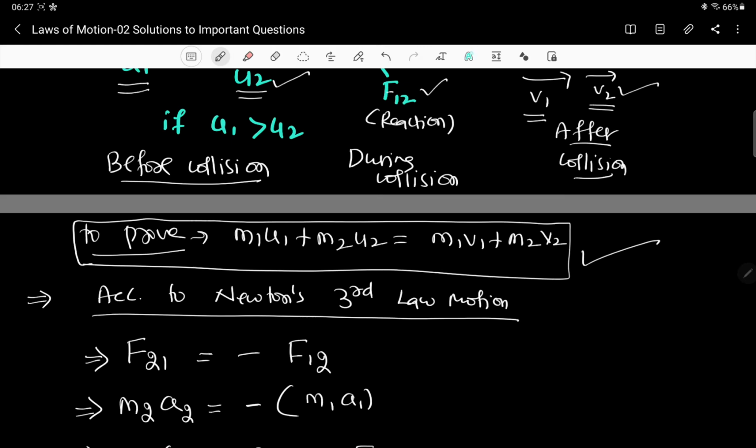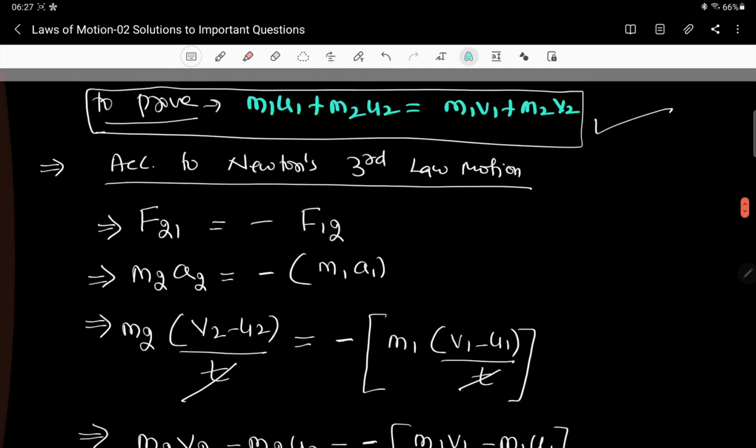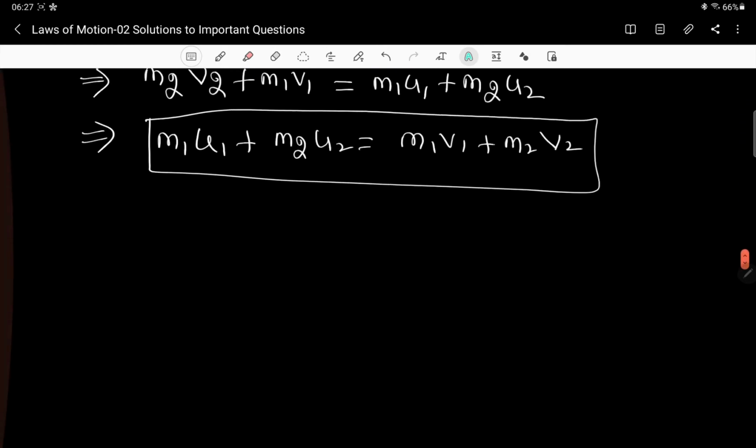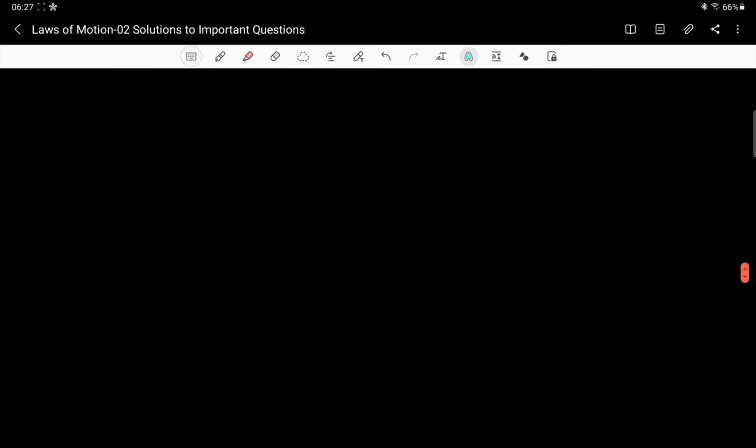Okay, so this is the sum of momentum. This is the sum of momentum before collision and this is the sum of momentum after collision, and both of them are equal to each other. So this was the proof of law of conservation of momentum by using Newton's third law of motion.